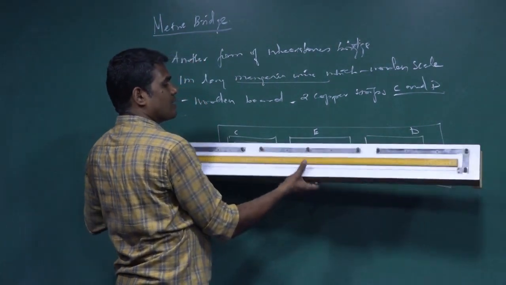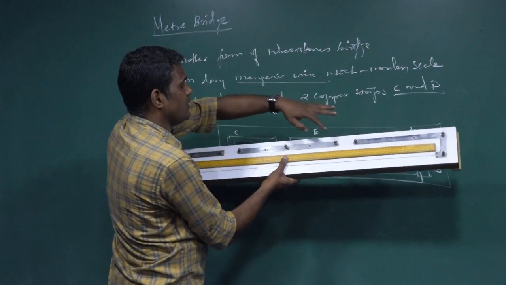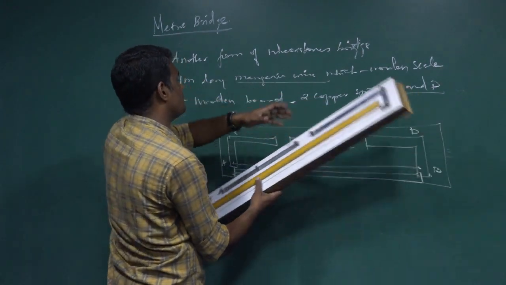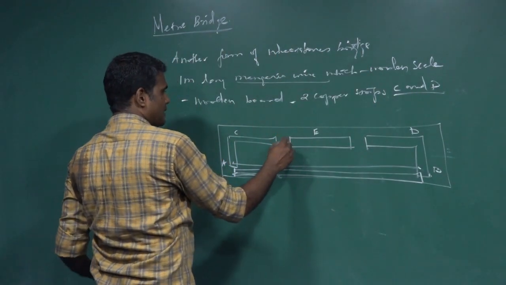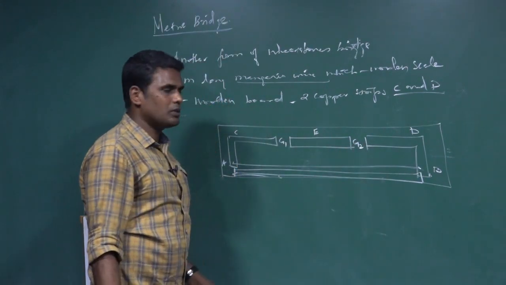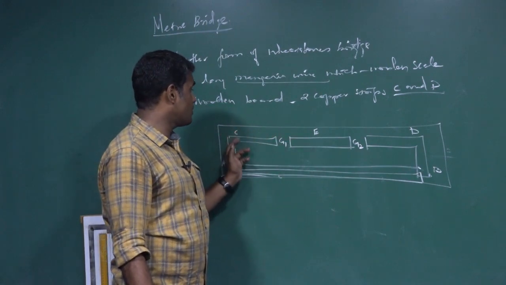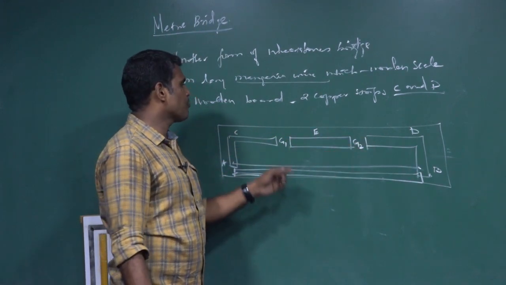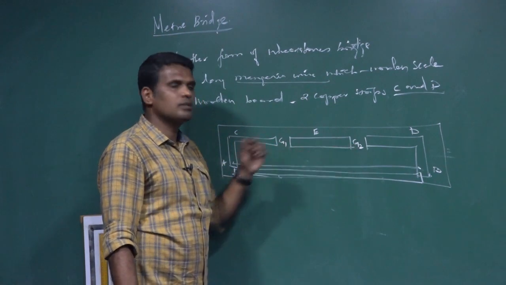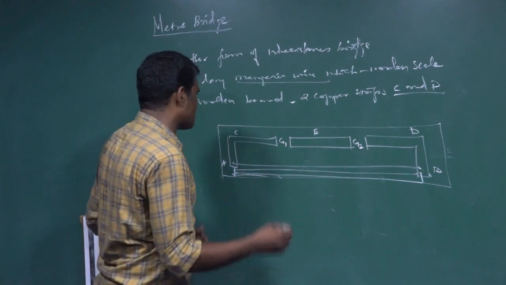You can see another copper strip E is fixed between C and D to enclose the gaps G1 and G2. So two gaps are generated. We can call the gaps G1 and G2. E is the copper strip which is fixed between the two copper strips C and D to enclose the gaps G1 and G2. So E is the metal strip here.